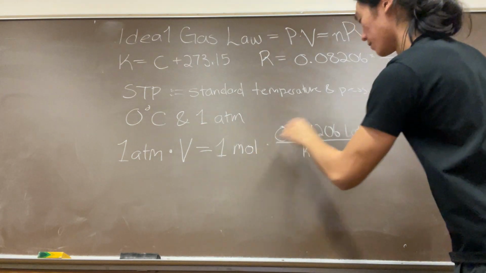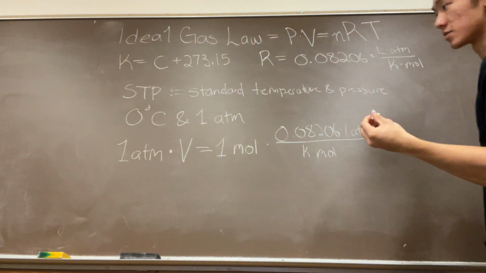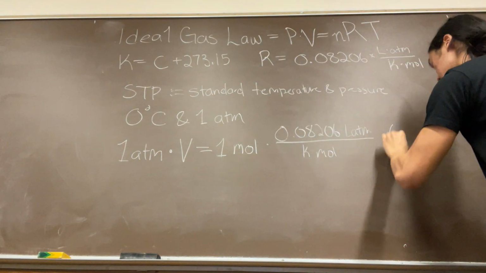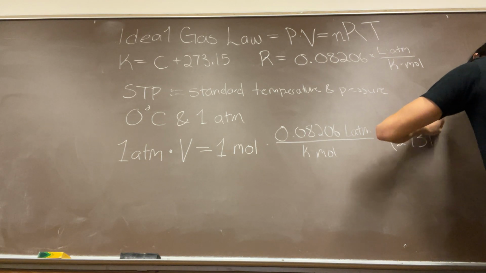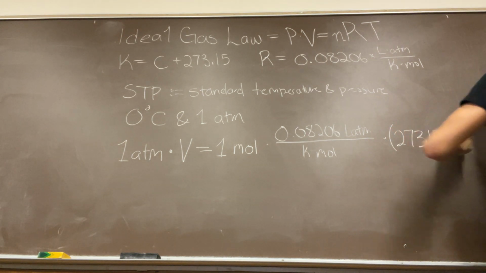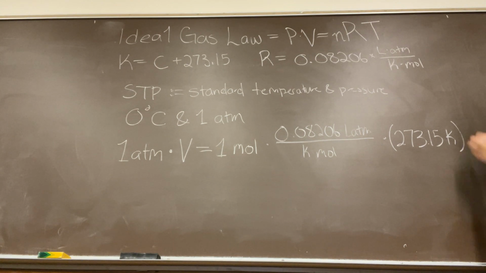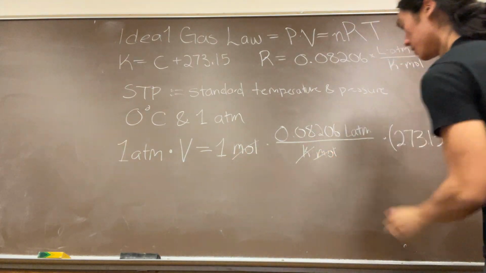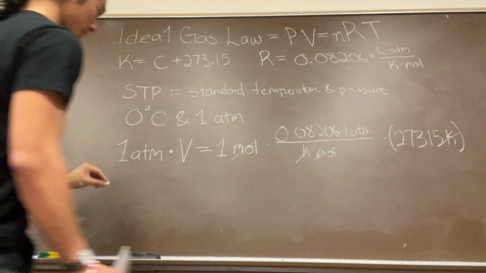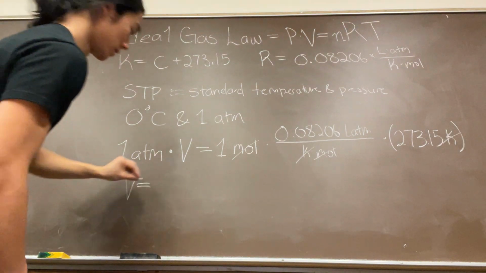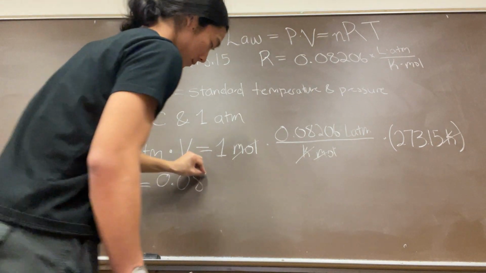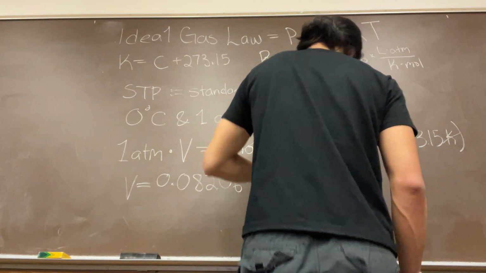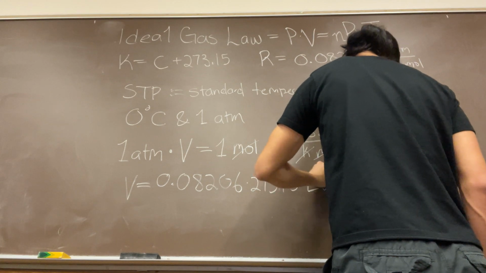P, V, and R times T. At 0 Celsius, remember that's Celsius, and we want it in Kelvin. So we've got to add 273.15 to 0. So 273.15 Kelvin, right? So then we can multiply this out, and Kelvins cancel, the moles cancel, and you're going to get volume equals 0.08206 times 273.15. Can't forget our liters atm.